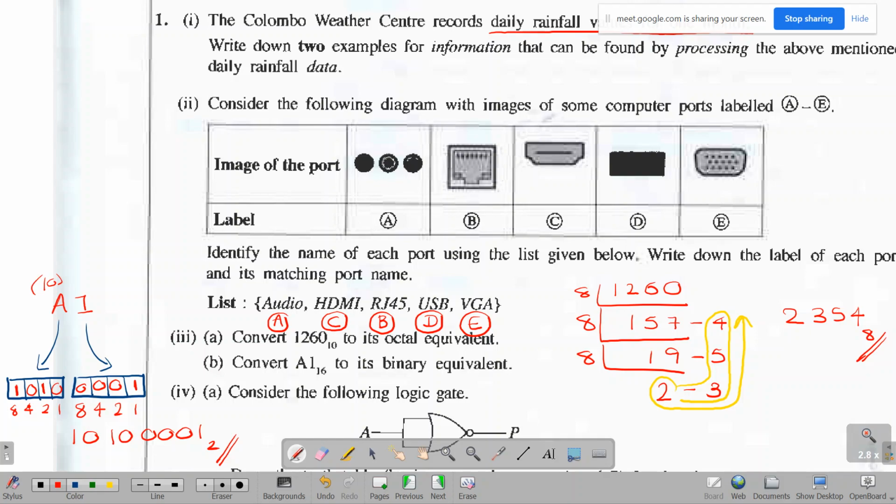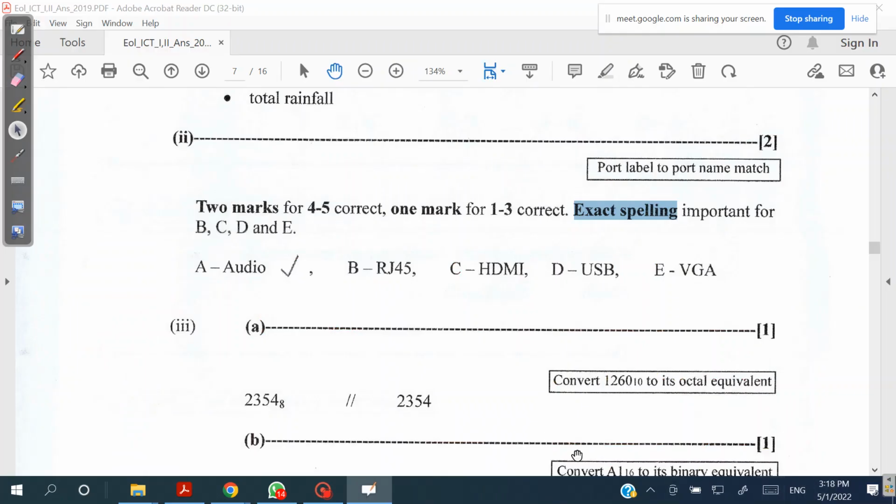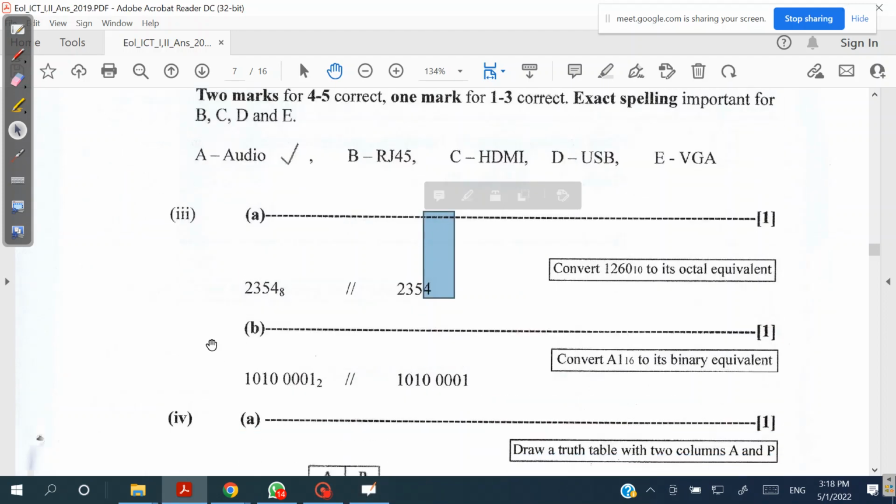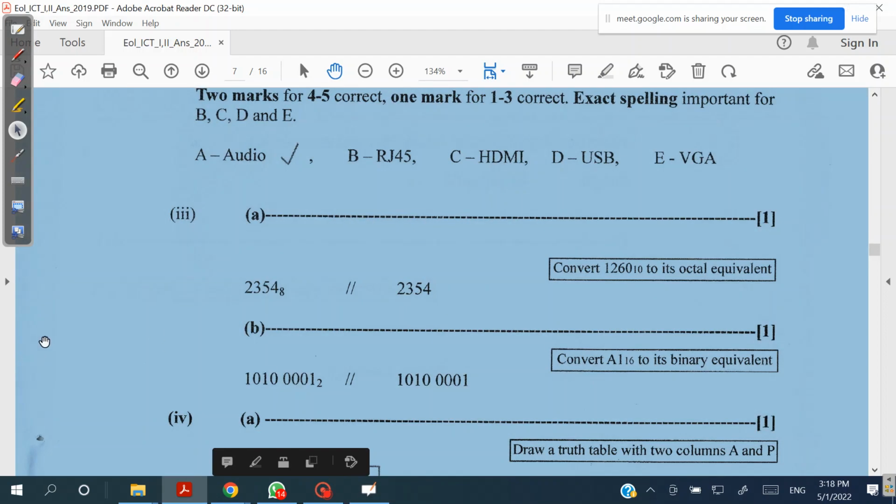Right, so let's cross check with the marking scheme. It's 2354 for the octal value, and 10100001 for the binary equivalent. So you get one mark for A part and another one for B part.